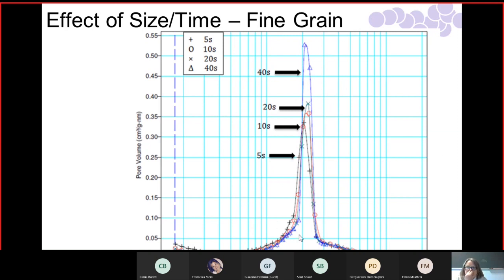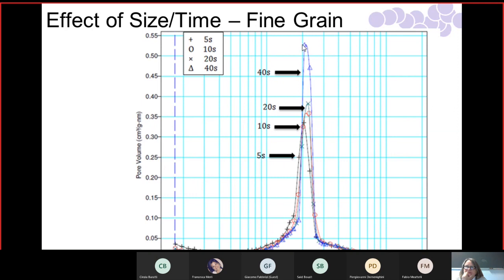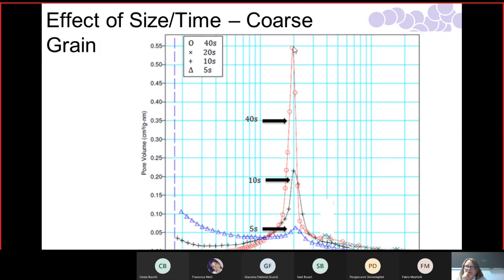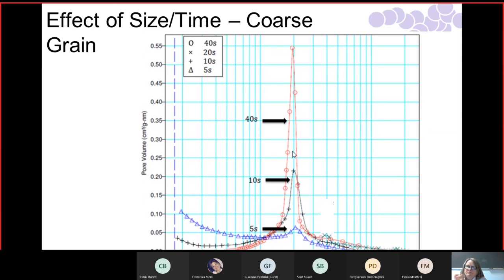And then here's the coarse grain, and you can see the big difference. So again, the 40-second for the fine and the coarse is very similar. Yeah, around 20 nanometers. It depends, your peak will depend on how many points you have in there. So generally within a couple nanometers you get it. But at 10 it drops, at 5 and 20 there was a problem. You do not penetrate enough, but you still can identify maybe the location, just not the pore volume. So it is important to do this carefully.